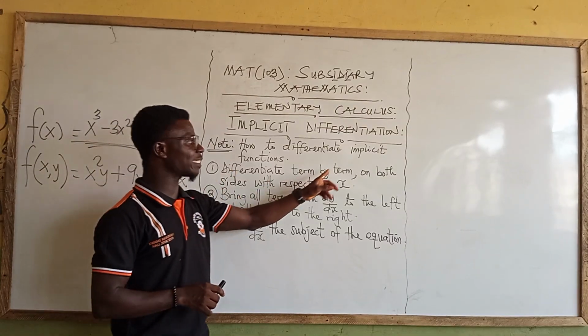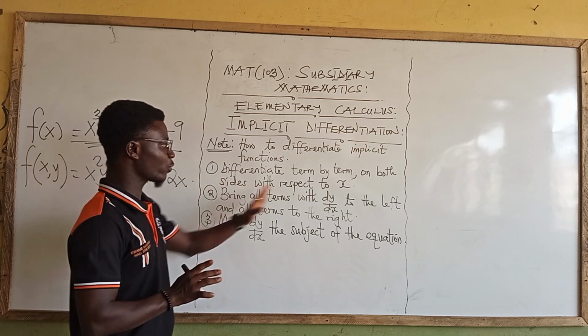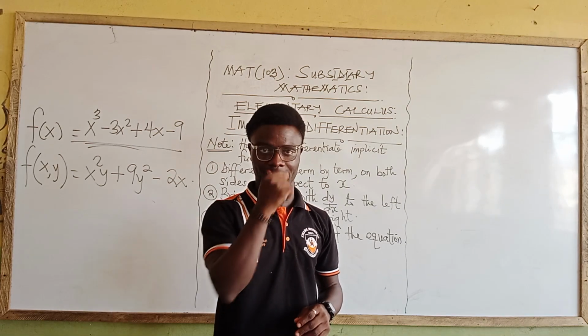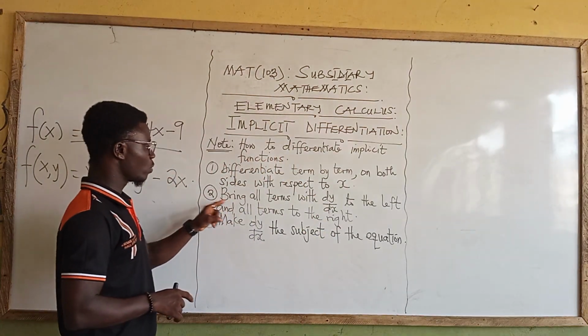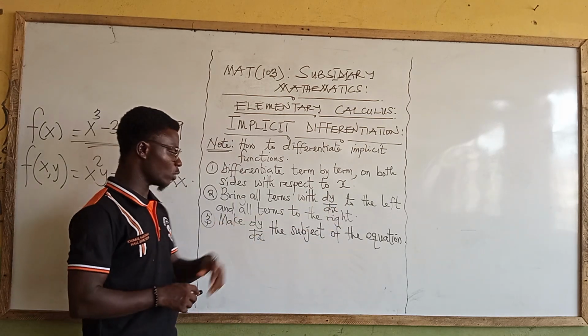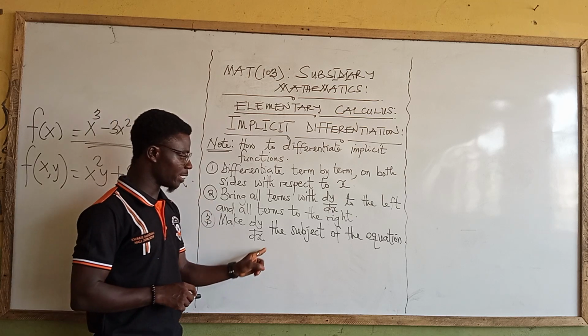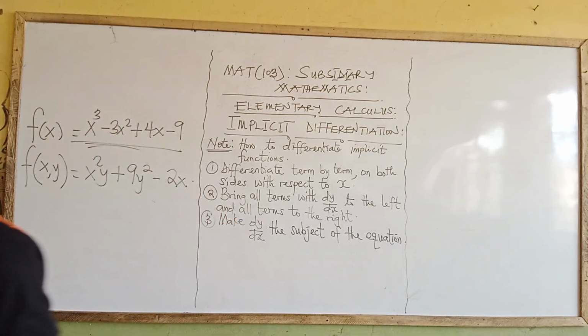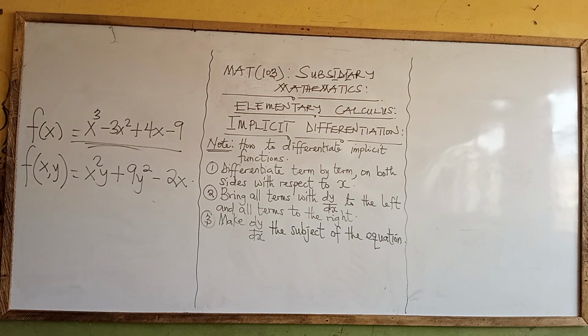One, differentiate term by term on both sides with respect to x. Two, bring all terms with dy over dx to the left and all other terms to the right. Three, make dy over dx the subject of the equation. So this is how we solve it. I'll be saying one or two things when we are solving that, so kindly follow me as we start. Now let's begin with example 1.